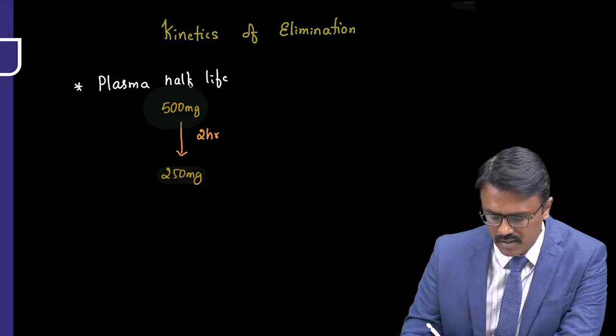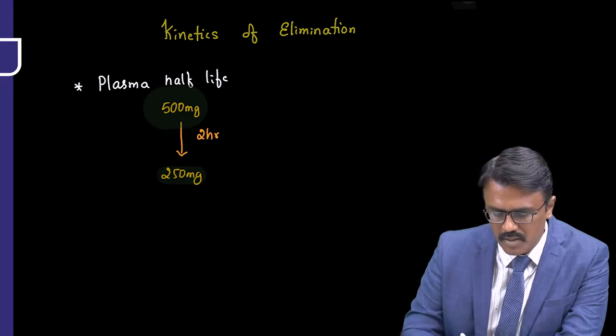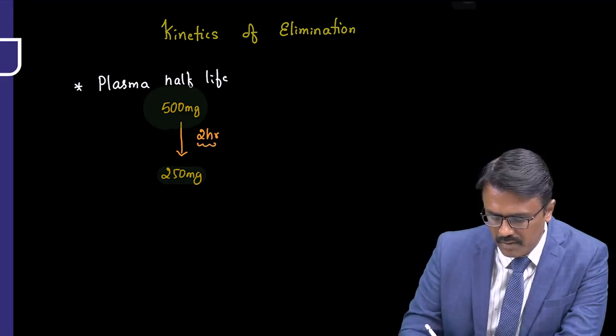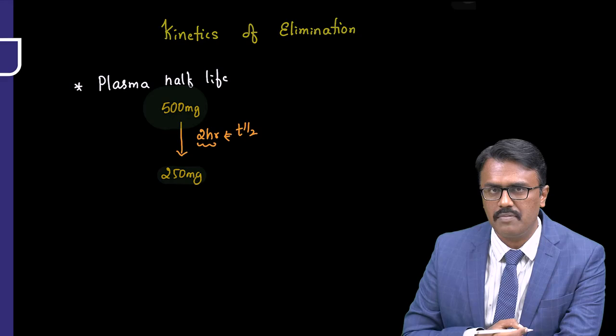So how much was it? 500. It became 250. How much time is required? 2 hours. So the half-life is 2 hours for this example. That is the plasma half-life.